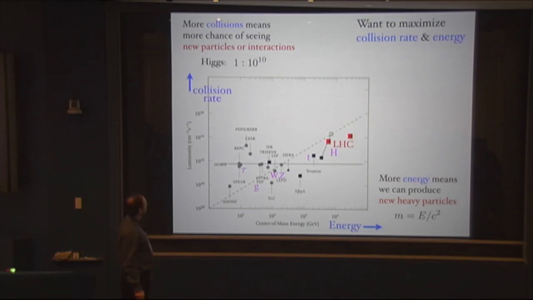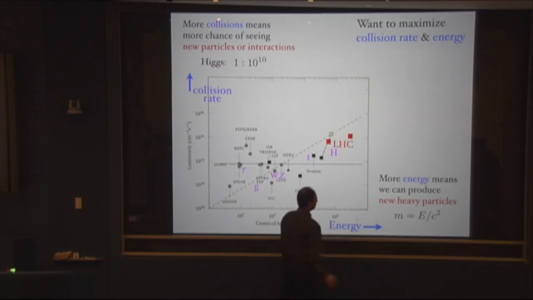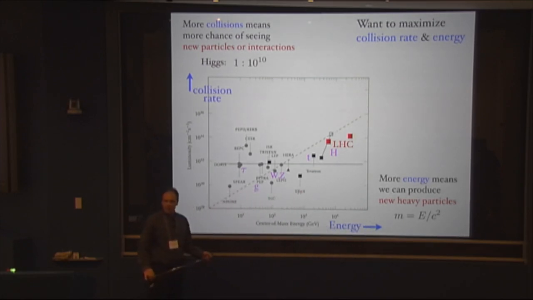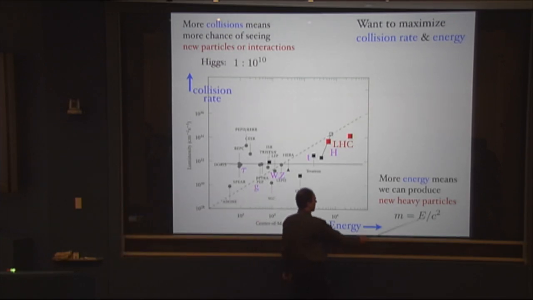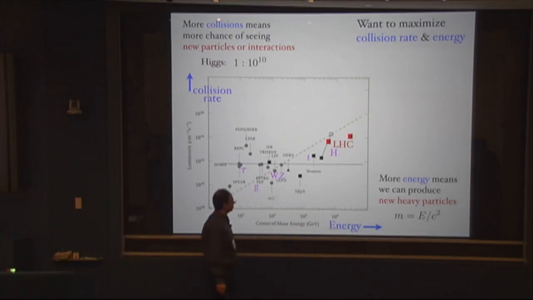Let's come back to colliders. So I already said that we want a lot of energy. Let me emphasize that even more. The reason that we want a lot of energy is because we need to produce these heavy particles. And we can convert energy into mass with m equals e over c squared. So we want to get as far out on this axis as we can.